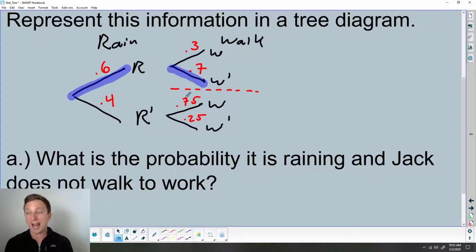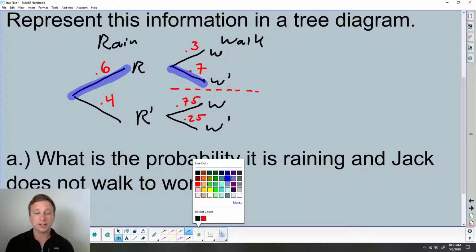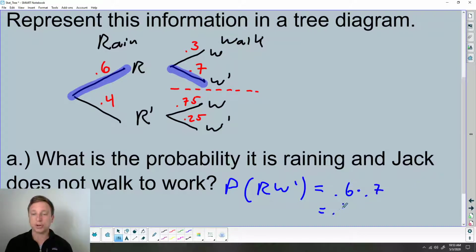When I say "and" in these, it's important to note that "and" tells us to multiply. So the probability of it raining and Jack not walking to work, I multiply: 0.6 times 0.7, which is 0.42.